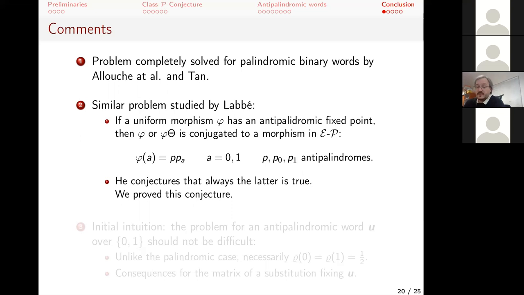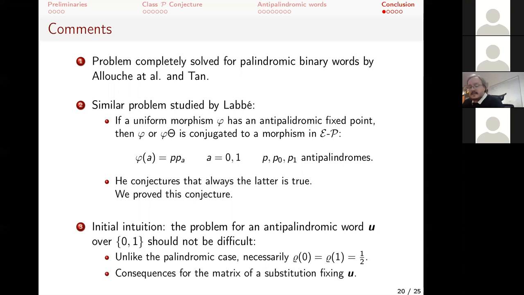And the last comment is, as I said before, we were hoping that the problem wouldn't be that difficult, or at least at most as difficult as the palindromic case. Because, for example, unlike the palindromic case, because of how the exchange map E works, how antipalindromes are defined, necessarily, if an infinite word is antipalindromic, the frequency of both letters is equal to 1/2, which definitely is not true in the palindromic case. And this fact has quite important consequences for the matrix of substitutions fixing such words. So our initial intuition was, well, it shouldn't be that difficult. Well, it turned out it is.